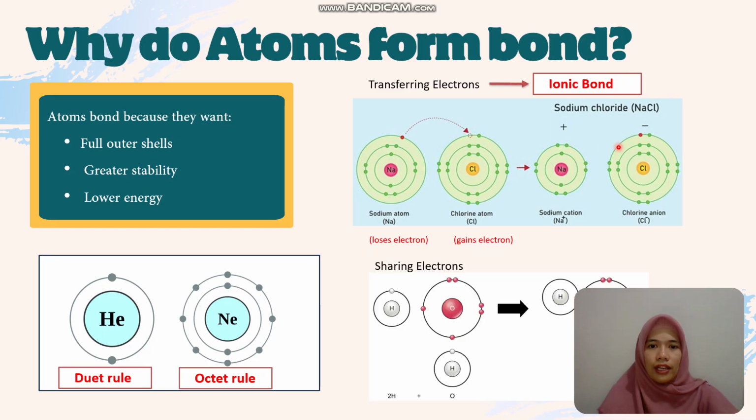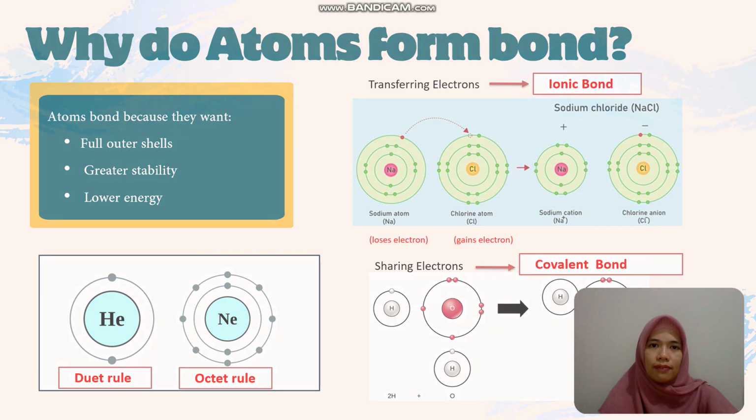The second way is through sharing electrons. For example, in the formation of a water molecule, hydrogen and oxygen share electrons to achieve stability. The interaction formed through electron sharing is called a covalent bond. However, electrons are not always shared equally between atoms. This difference in electron distribution is closely related to electronegativity and molecular polarity.